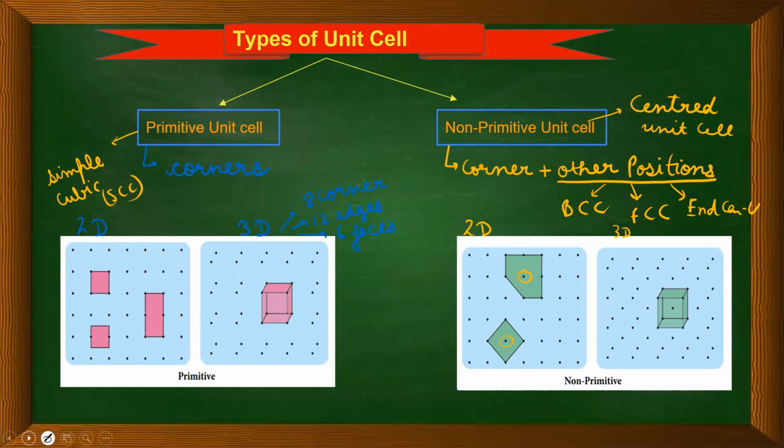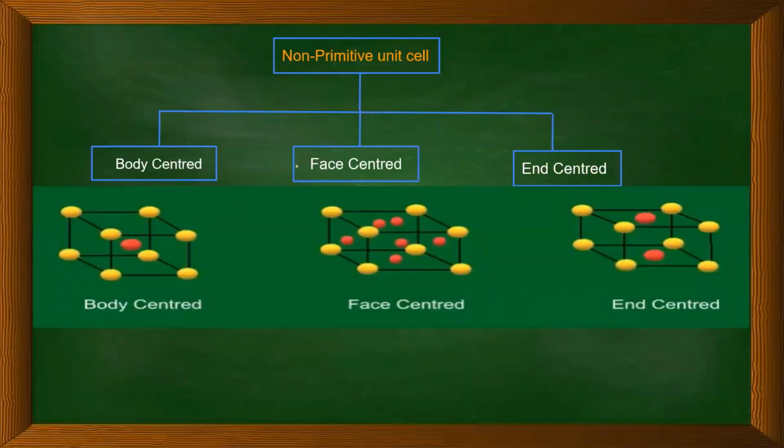Now we will discuss the classification of the non-primitive unit cell. This flowchart shows that non-primitive unit cells are further divided into three main categories, which are body-centered unit cell, face-centered unit cell, and the end-centered unit cell. In most of the exams, body-centered is represented as BCC, face-centered is represented as FCC. Now, in the body-centered unit cell, particles are present at corners plus center of the body.